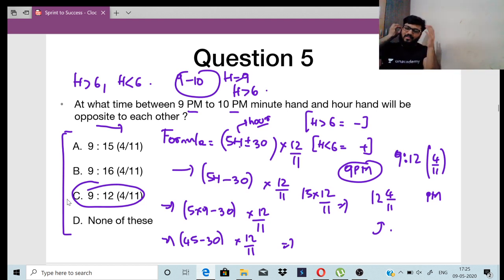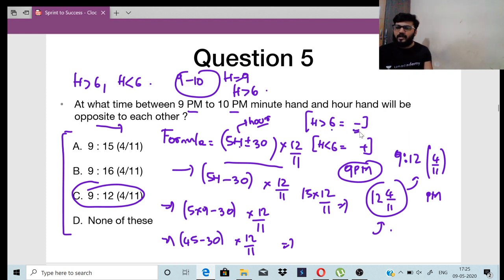Okay, the conventional method I'll tell you as well. I went by the trick method first. There is a formula, and using this formula you'll get this as the answer, which is easy for most of you. If the hour is greater than 6, you will use subtraction. If the hour is less than 6, you will use plus.